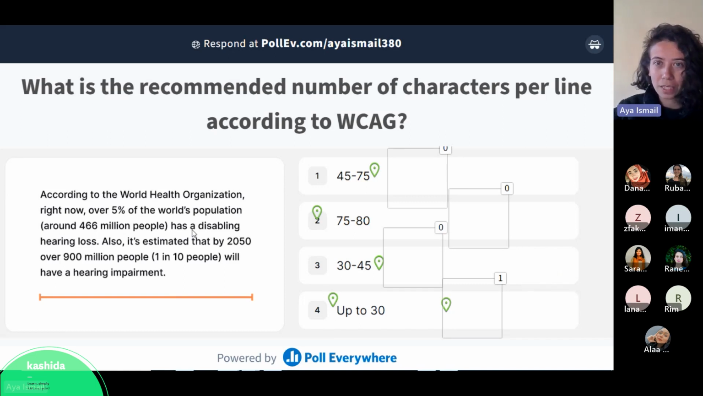Okay, we can see the answers are quite split. So actually, their recommendation is 75 to 80. That's the recommended number of characters. Go to the next one.